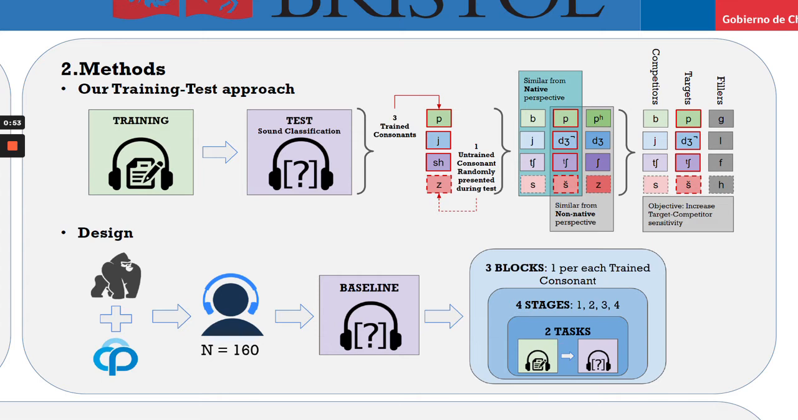similar consonants, the competitors. We used Gorilla and Prolific to recruit 160 participants who first performed a baseline sound classification task that was followed by 3 blocks. Each block trained and tested a specific trained consonant through 4 stages, and each stage contained a sequence of the 2 main tasks.